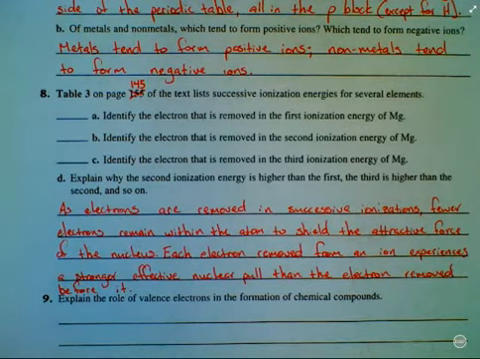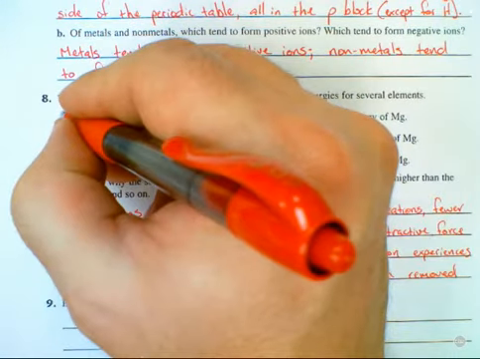A. Identify the electron that is removed in the first ionization energy of magnesium. Well, magnesium inhabits the 3s2 position. And so the very first electron that's going to be removed is 3s2.